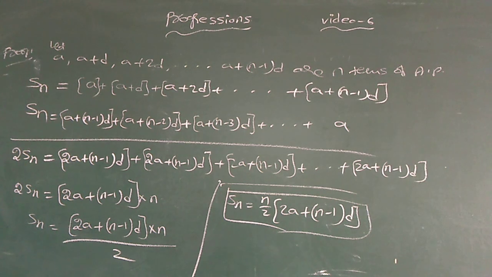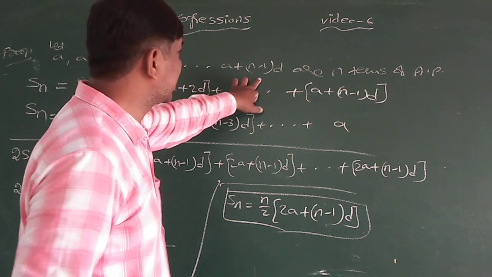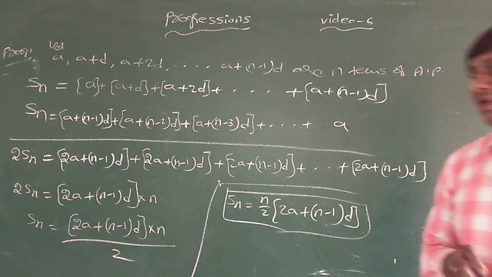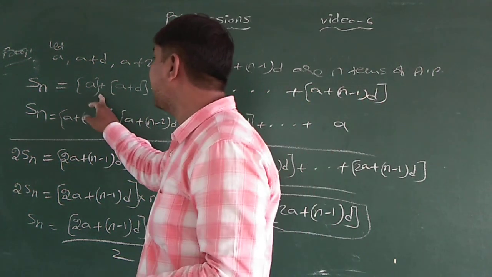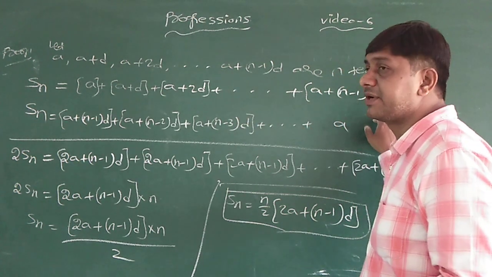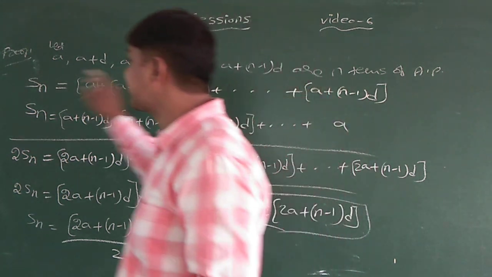Okay. See here, a, a plus d, a plus 2d, and so on, a plus n minus 1 into d are n terms of an AP. Now I am adding these n terms: a, a plus d, a plus 2d, and so on, plus a plus n minus 1 into d. N terms are added. Since addition is a sum, n times, n terms.